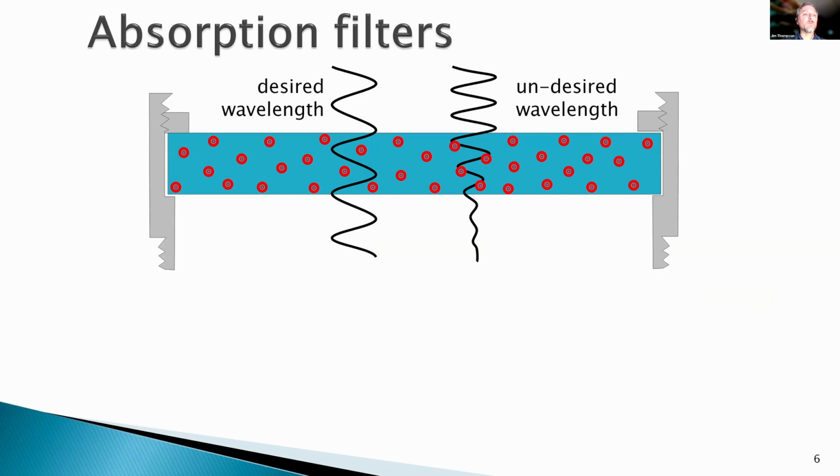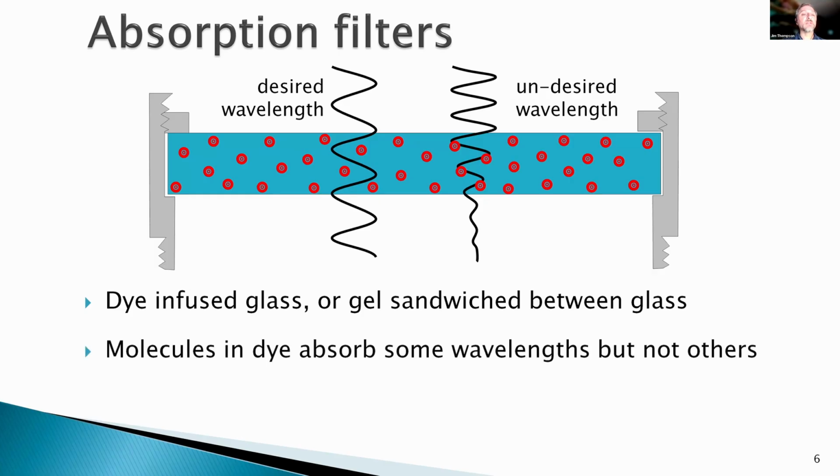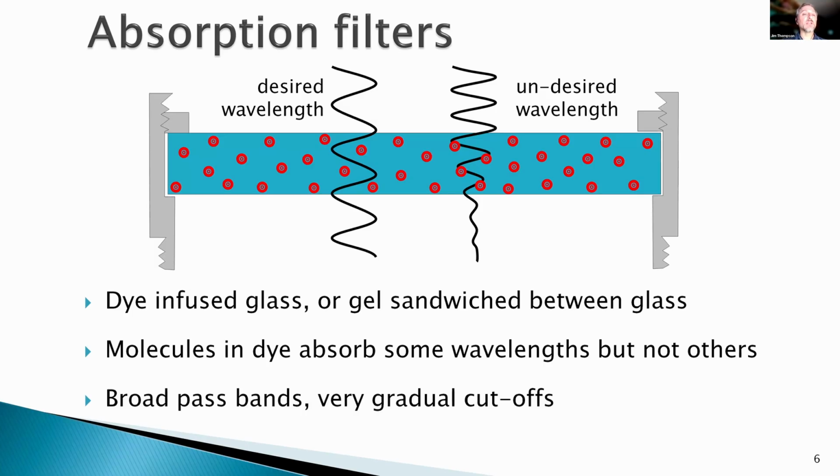This is a graphical representation of an absorption filter. These filters consist of dye-infused glass or a colored gel that is sandwiched between two thin layers of glass. The molecules in the dye are selected to absorb some wavelengths, but not others. The result is a filter that can selectively block light, but in a rather imprecise way, in broad bands with gently sloping cutoffs.